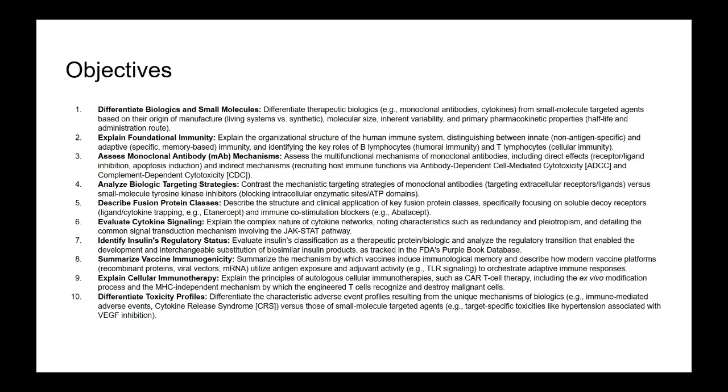Cytokines, which are signaling proteins within the immune system, operate through complex networks characterized by redundancy and pleiotropism. They signal through pathways involving the Janus kinase and signal transducer and activator of transcription proteins, which relay information from the cytokines to the cell nucleus.